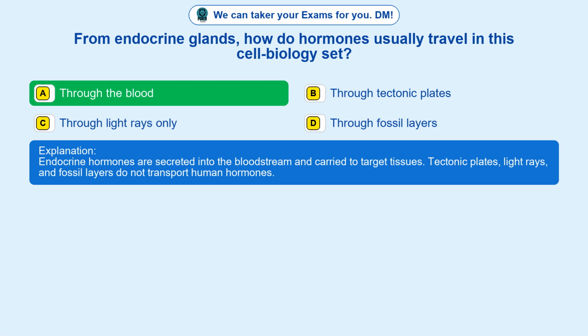Endocrine hormones are secreted into the bloodstream and carried to target tissues. Tectonic plates, light rays, and fossil layers do not transport human hormones.